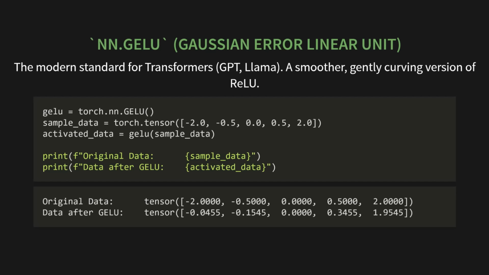nn.GELU, this is the modern standard for transformers, like GPT and Llama. Think of it as a smoother, gently curving version of ReLU. Let's run the same code. We create the layer, GELU equals torch.nn.GELU. We use the exact same sample data. But now, look at the output. The negative values aren't snapped to 0. They're just gently squashed towards it. This little bit of smoothness can make a huge difference in training massive models.